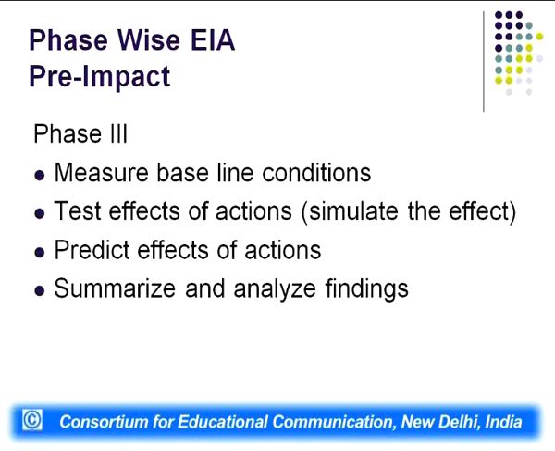In phase 3 of pre-impact, our main work starts. Here we actually measure the baseline condition. What is the baseline? What is the existing condition of air? What is the existing condition of water, the water quality? What is the existing condition of soil, groundwater, rivers, etc.? Then we actually test the effect of the action. We have to simulate the effect. There are many models, and with the help of those, keeping in mind what type of project it is, we can easily simulate what type of effect this project can have on those particular environments. Afterwards, we'll have to predict the effects of those actions. Then we'll have to summarize and analyze our findings.